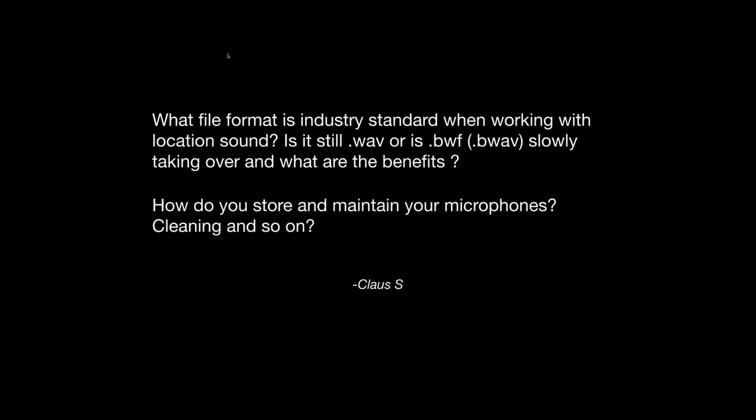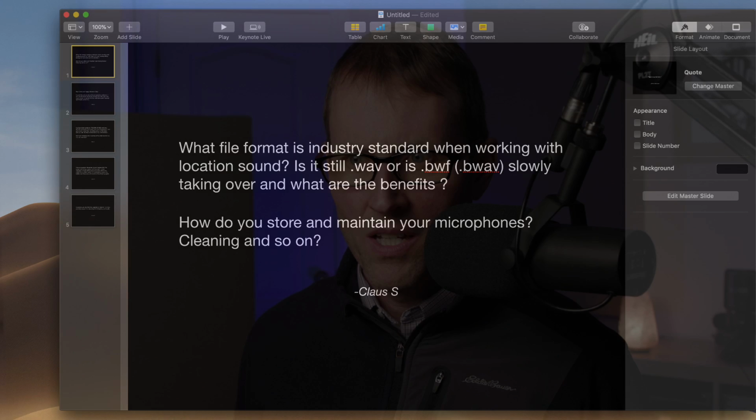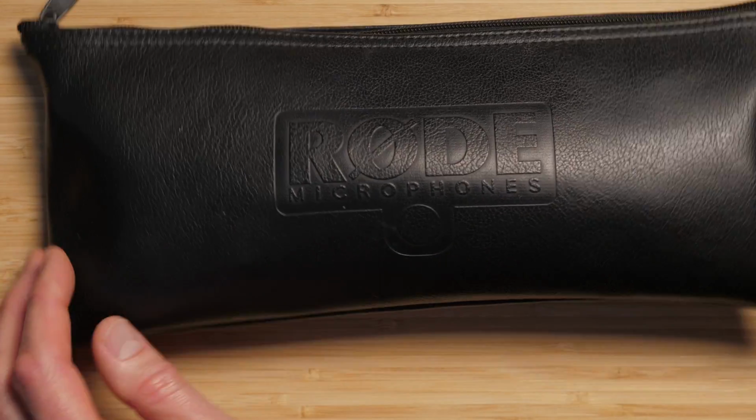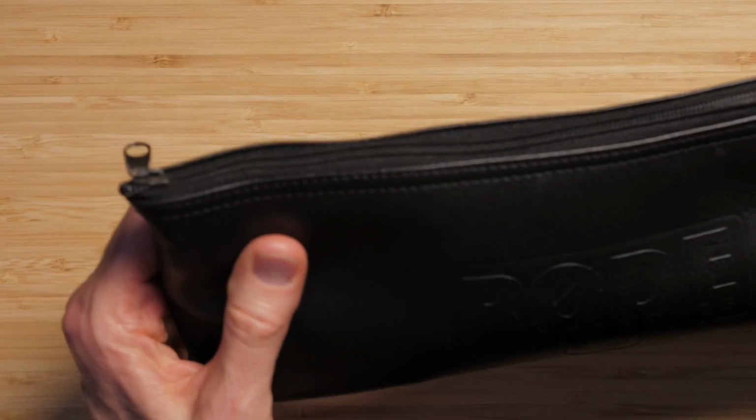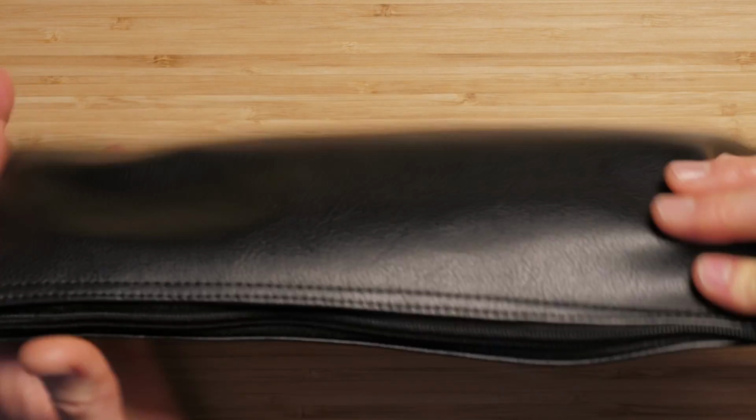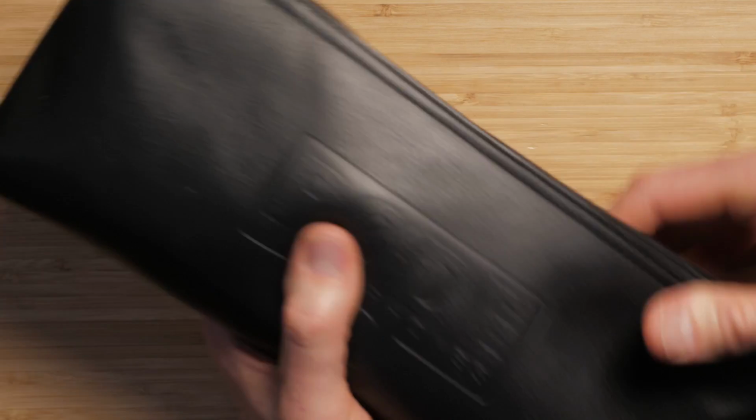All right, next up, also from Klaus, how do you store and maintain your microphones, cleaning, and so on? Let's switch back over to the camera here. Let's talk first about storage. Obviously, most microphones are going to come with some sort of storage. So here's one of the Rode shotguns. It comes in this sort of plastic, faux leather case.